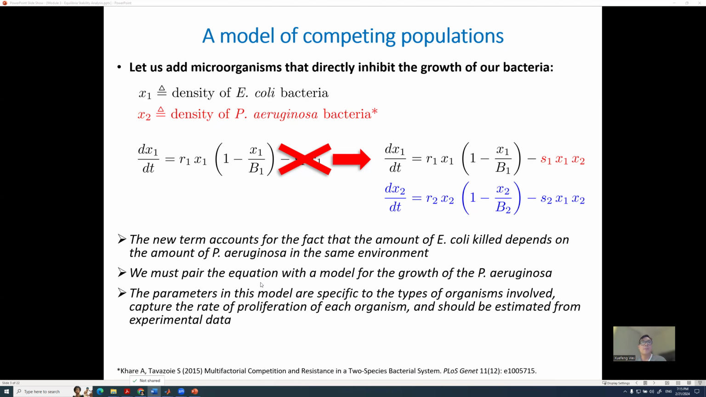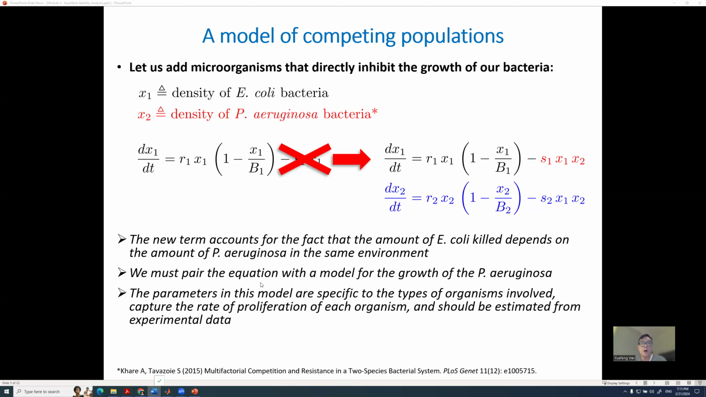So the parameters in this model are specific to the type of organisms involved, capture the rate of proliferation of each organism, and should be estimated from experimental data. All these parameters, S, R, and B, shall be estimated from experimental data. They're specific for each organism.